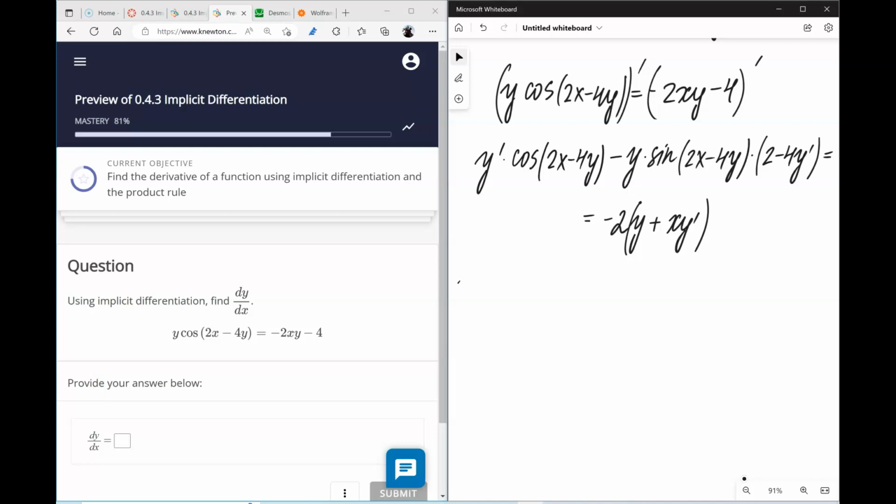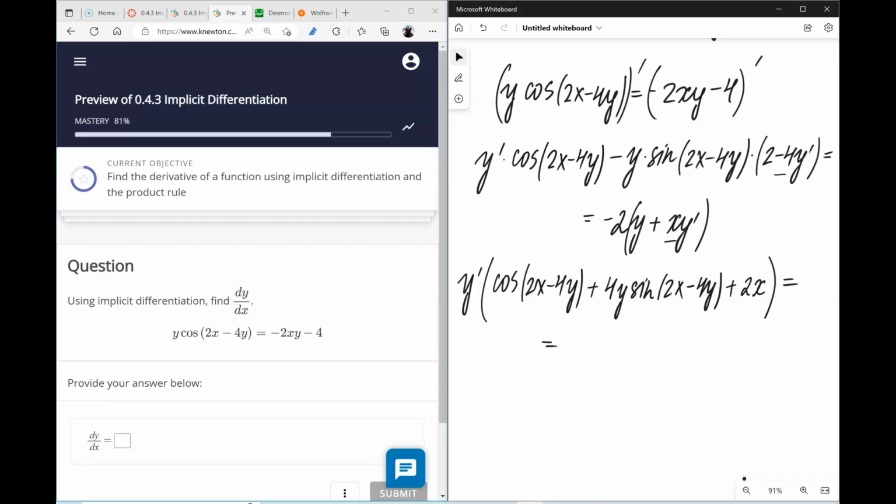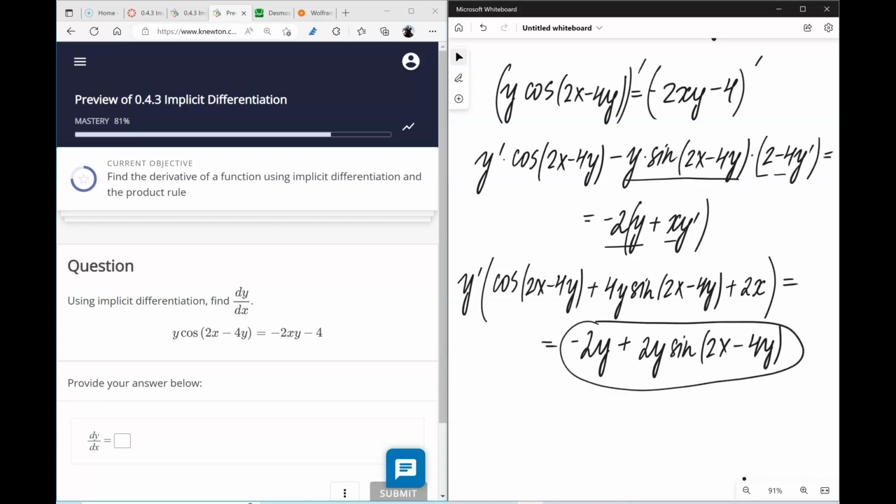We need to isolate the y prime here. So let's collect all the terms that have y prime on the left. So cosine of 2x minus 4y. Here we also have this negative 4 times this negative y, so it's going to be plus 4y sine of 2x minus 4y. And then we're going to have this also, y prime, so it's going to be plus 2x. That's what we collected on the left side. Now on the right side we have this negative 2y, and we have this times this plus 2y sine of 2x minus 4y. So y prime will simply be equal to this divided by this.